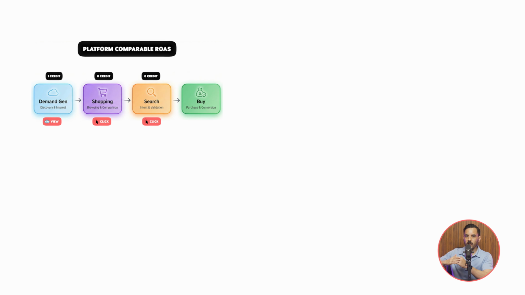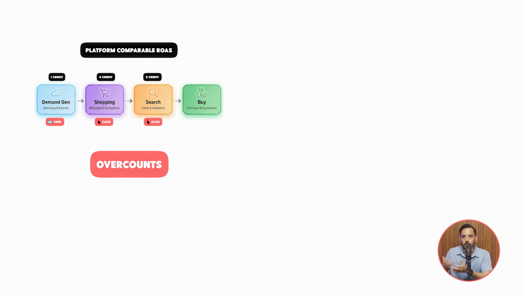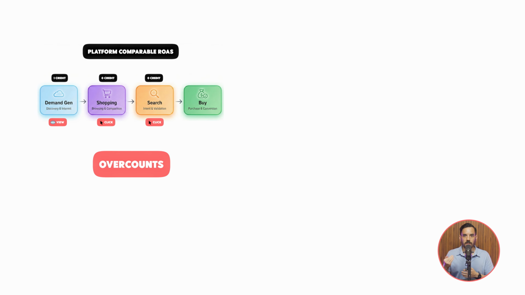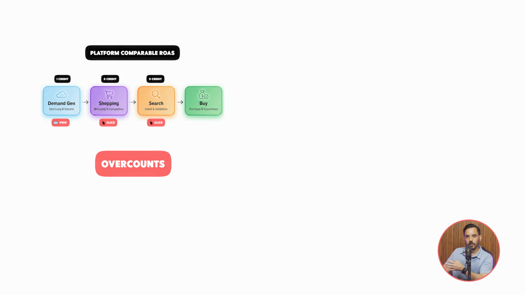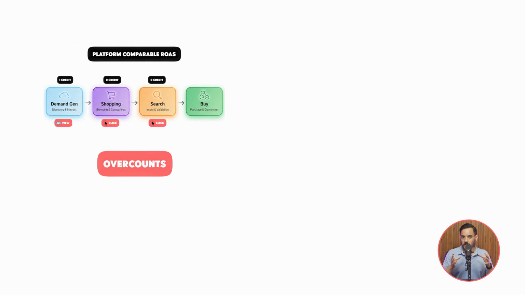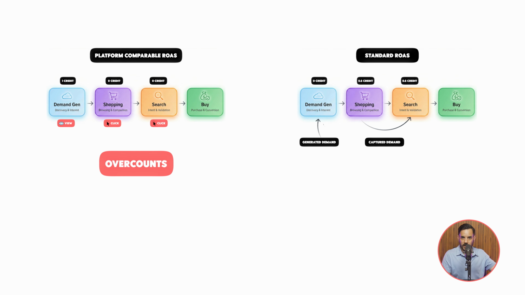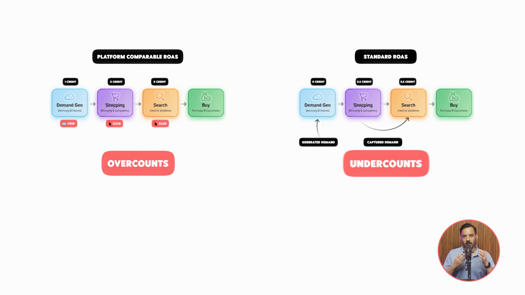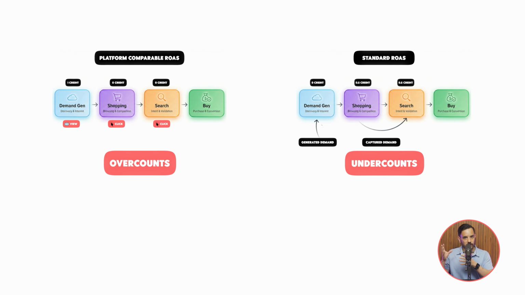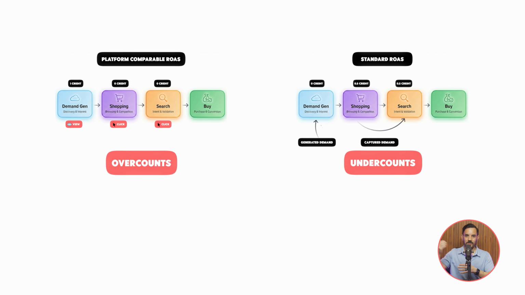Now, here's the catch. Platform Comparable ROAS will show higher numbers than your true ROAS. Why? Because it's giving full credit to demand gen even when other channels also influenced the purchase. It's the opposite problem from the standard return on ad spend column. Standard return on ad spend undercounts demand gen, but platform comparable return on ad spend overcounts demand gen. So the truth here is usually going to be somewhere in the middle. Your actual return on ad spend is higher than what the standard column shows, but lower than what platform comparable column shows. So what do you do with this information?